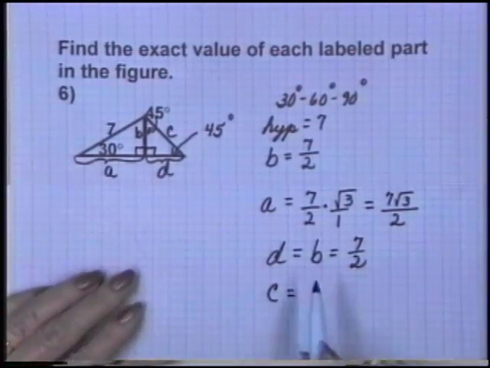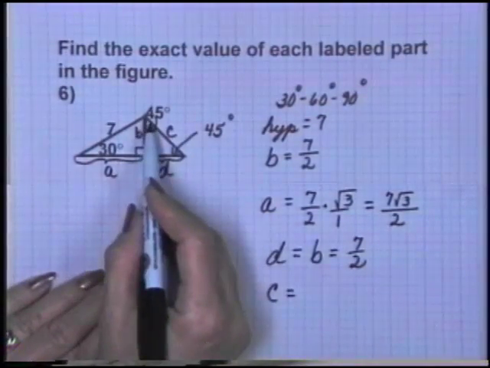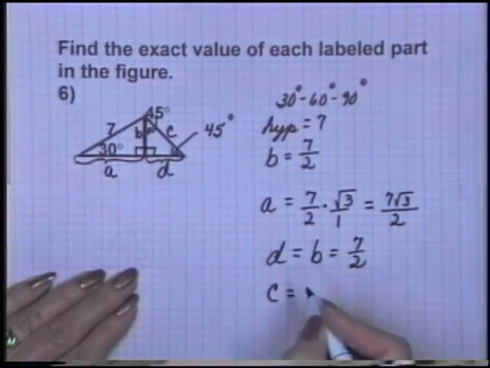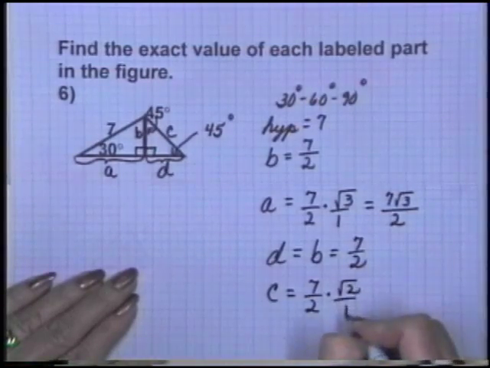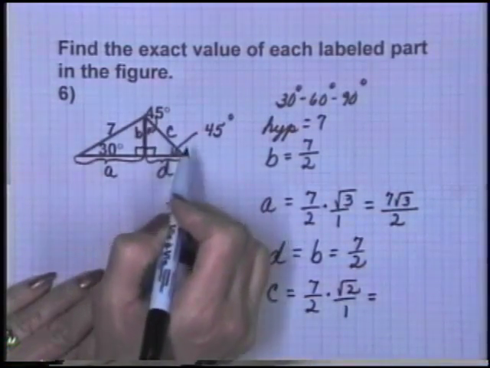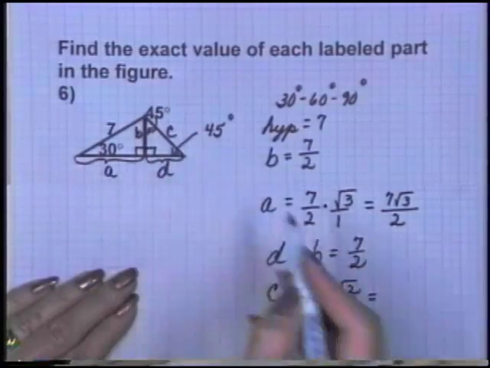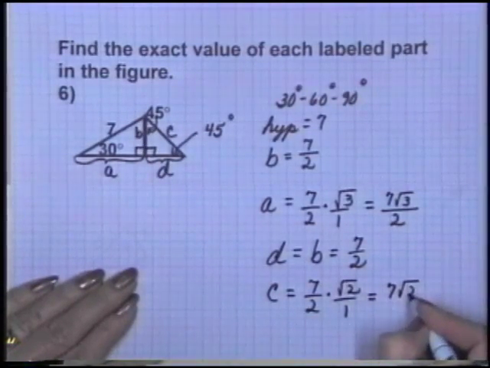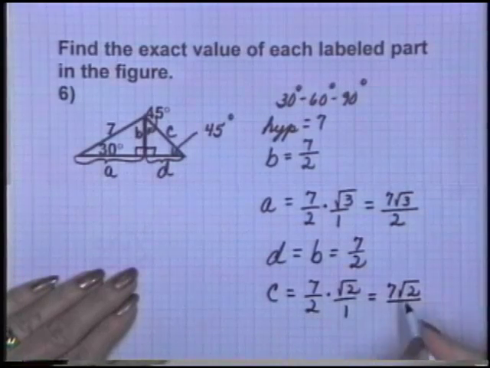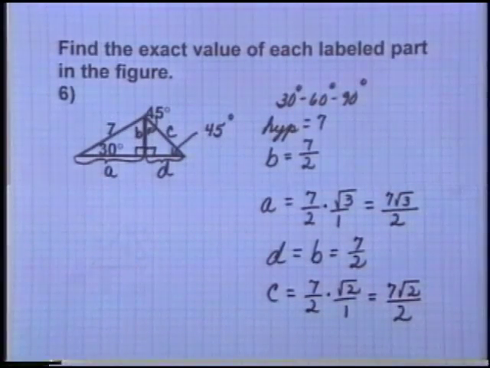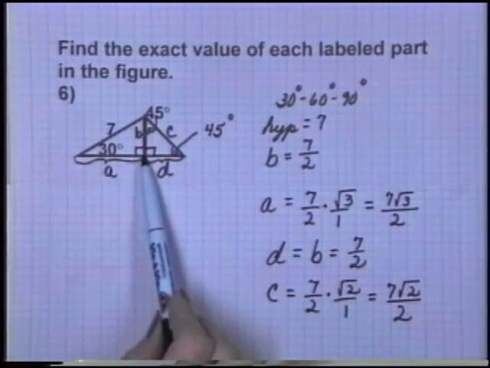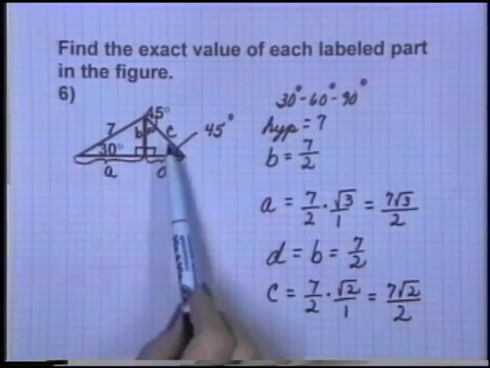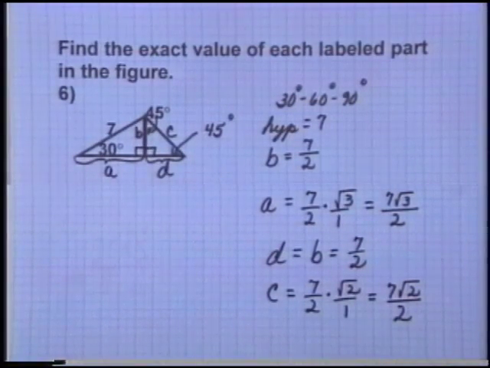C is the hypotenuse. How do I find the hypotenuse when I have the leg in a 45, 45, 90? I take the leg and I multiply it by the square root of 2. So this hypotenuse in this second triangle equals 7 times the square root of 2 over 2 times 1, which is 2. So I've found the labeled parts, side B, side A, side D, and side C.